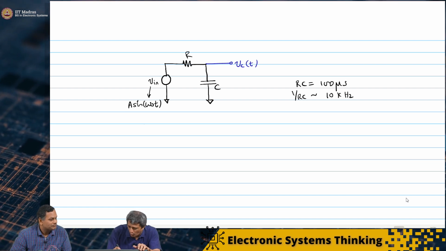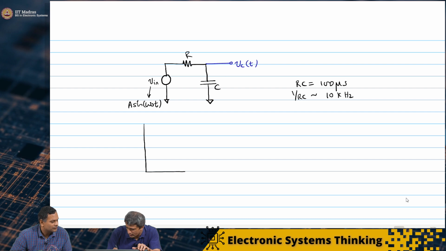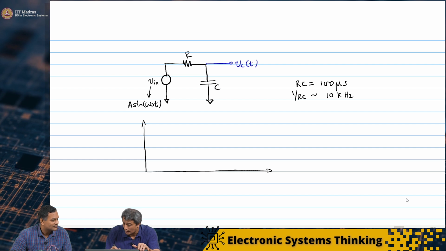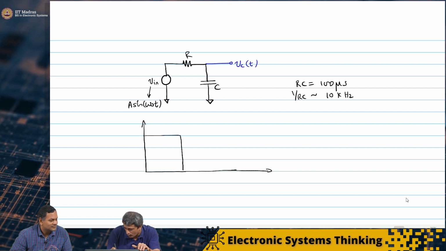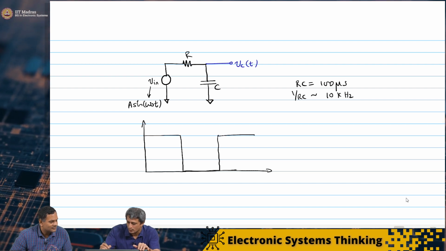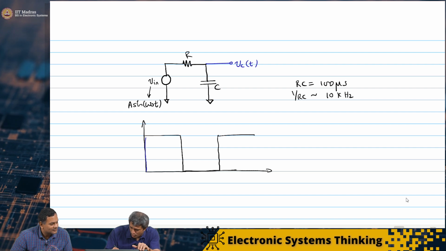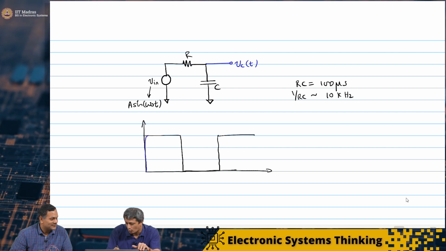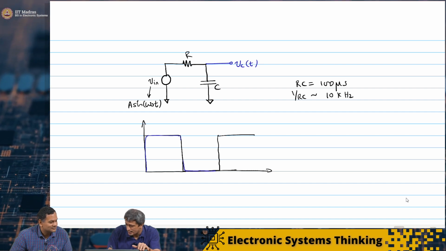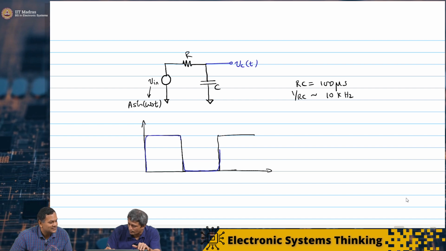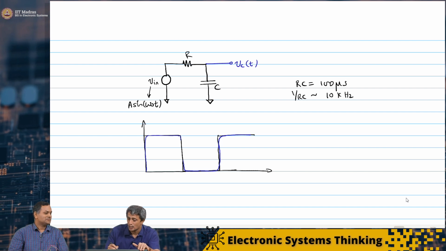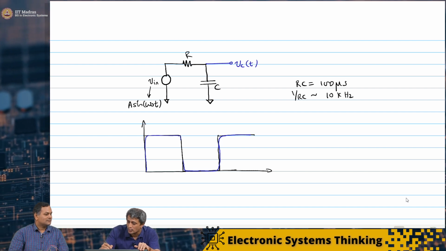Exactly. I would also like to tie this back to an observation we made last time. If you look at when we applied a 100 hertz square wave, the output would charge up because the RC is so quick. It's almost indistinguishable from the ideal square wave because the time constant is so small.